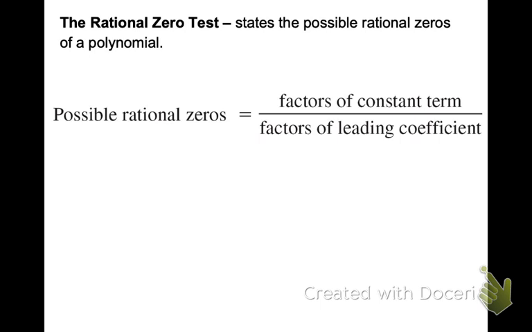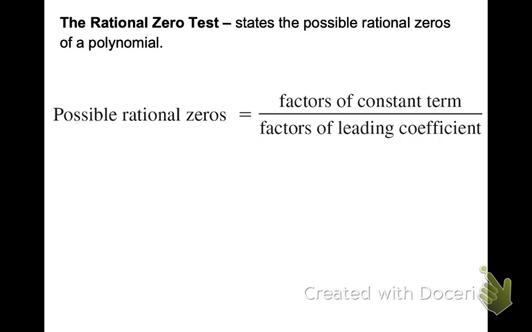It's the factors of the constant term. If we've written in order, that's the last term, with no variable, divided by the factors of the leading coefficient. So you have to have this in order before you do it. Anybody remember listing these out last year? No. It was so much fun. Okay, so possible rational zeros test.